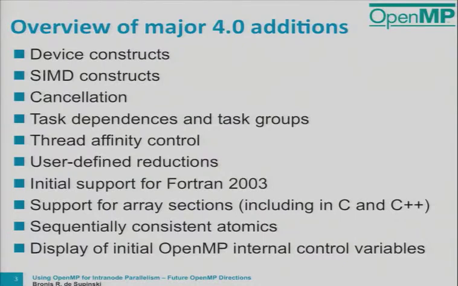We've added support for array sections, which is important for task dependencies and also for the accelerator device constructs. And a little thing that we added that's pretty important in many ways is sequentially consistent atomics. And this is consistent with what exists in the C and C++ specs. And then a little thing we added is that you can now actually set an environment variable that says print out the initial values of the internal control variables.